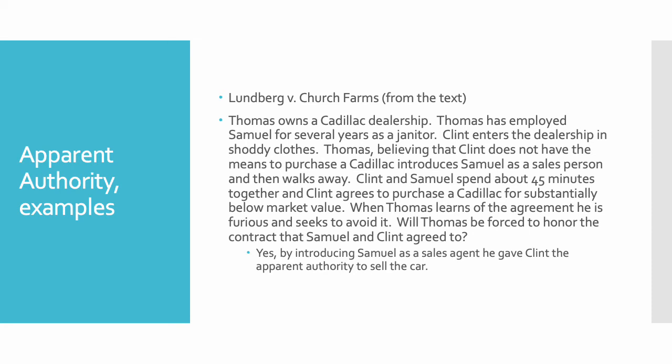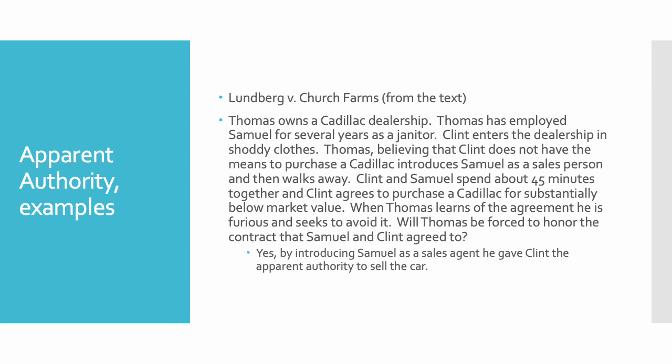Thomas owns a Cadillac dealership. Thomas has employed Samuel for several years as a janitor. Clint enters the dealership in shoddy clothes. Thomas, believing that Clint does not have the means to purchase a Cadillac, introduces Samuel as a salesperson and then walks away. All right. Clint and Samuel spend about 45 minutes together, and Clint agrees to purchase a Cadillac for substantially below market value. All right. When Thomas learns of the agreement, he is furious and seeks to avoid it.